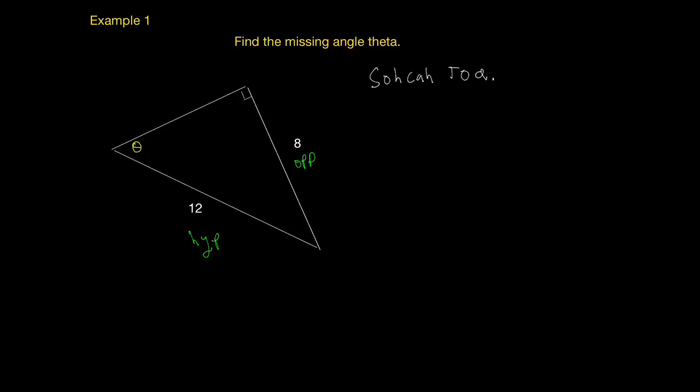And for this problem, I'm going to need to use the opposite side and the hypotenuse. And the trigonometric function that uses opposite and hypotenuse is sine. So I'm going to use sine here. So we're going to use sine of the angle, which here is theta. So sine of theta is going to equal the ratio of opposite over hypotenuse, 8/12.